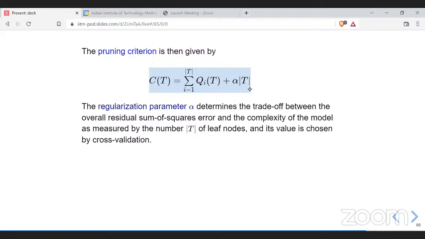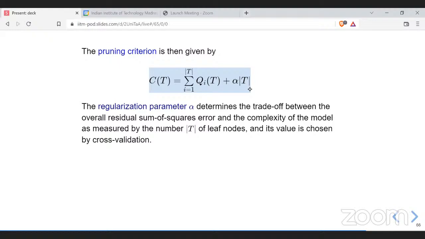Then in that case, when will the cost function be minimum? When the leaves are very few, the root node. So in this case, the root node itself is the best, optimal tree. The value of alpha is chosen by cross validation.